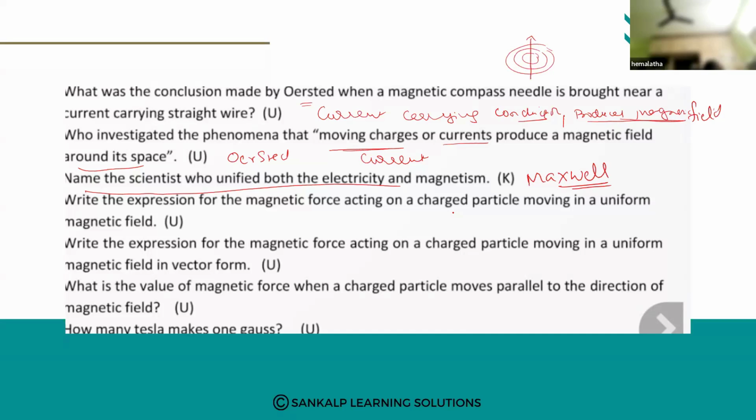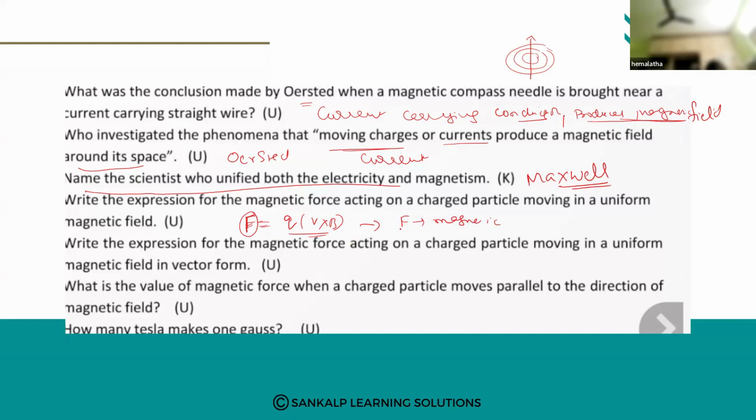Charged particle, that is F. Same. So F is the magnetic force. The expression: F is equal to Q into V cross B. This has been told already, but it is repeated. F is nothing but the magnetic force, Q is the charge on the particle, V is the velocity of the charge, and B is the magnetic field.